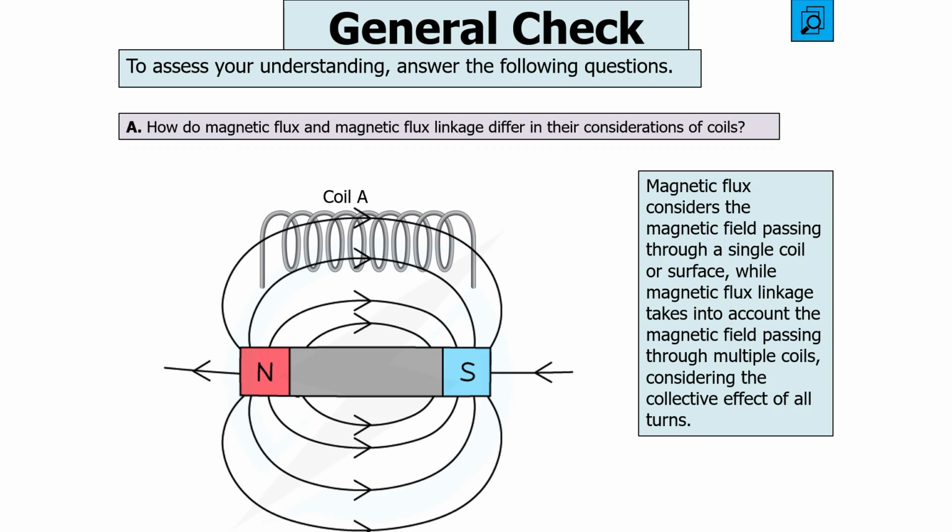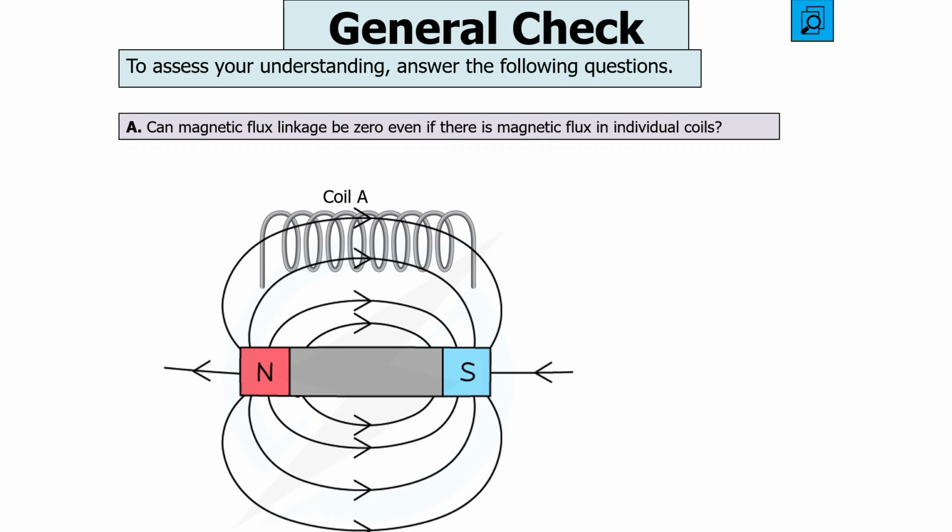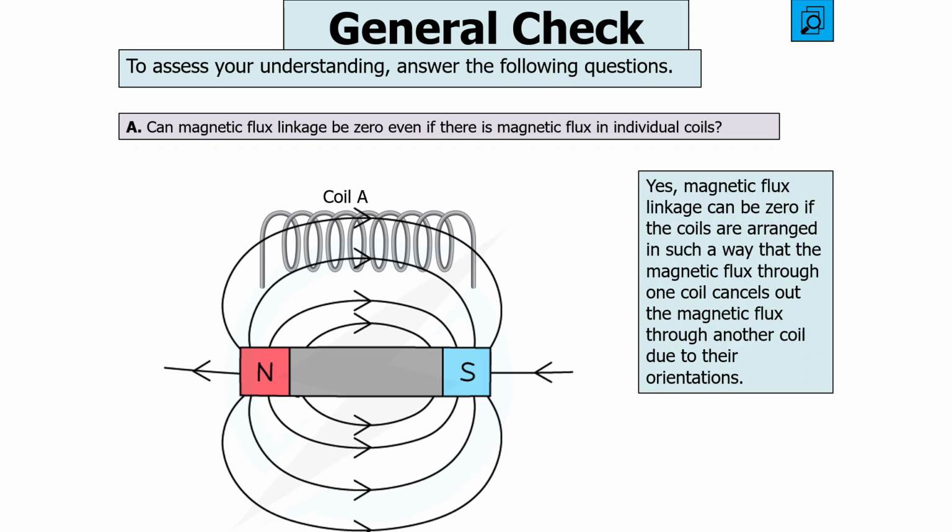Magnetic flux considers the magnetic field passing through a single coil or surface, whilst magnetic flux linkage takes into account the magnetic field passing through multiple coils, considering the collective effect of all the different turns. Can magnetic flux linkage be zero even if there's magnetic flux in individual coils? Yes, magnetic flux linkage can be zero if the coils are arranged in such a way that the magnetic flux through one coil cancels out the magnetic flux through another coil due to their orientations.